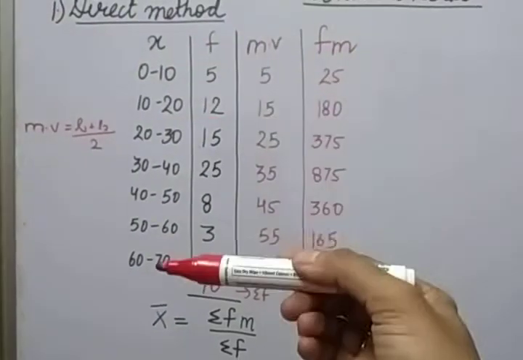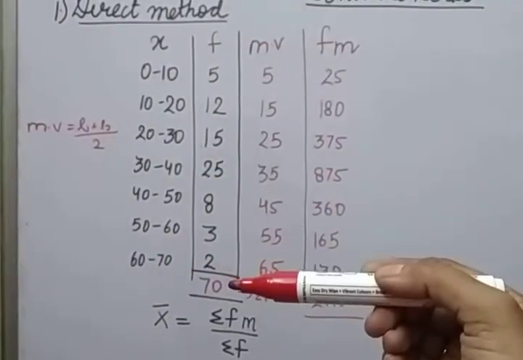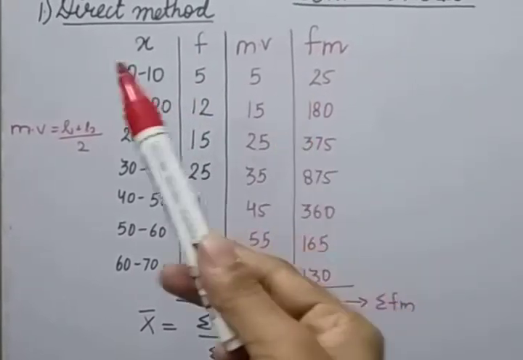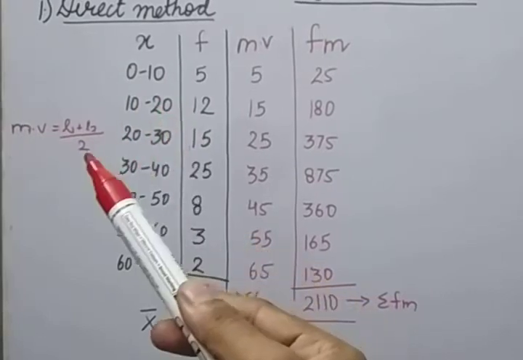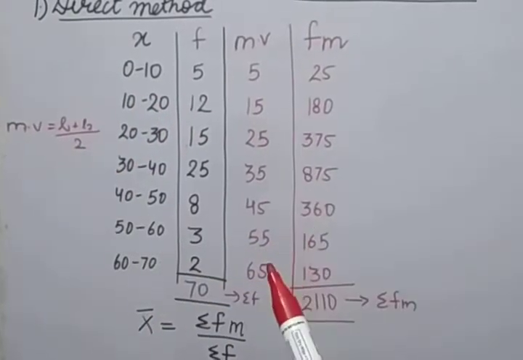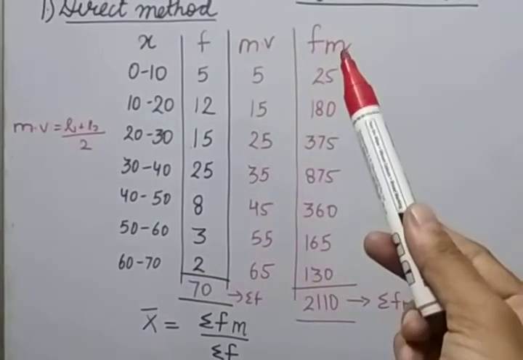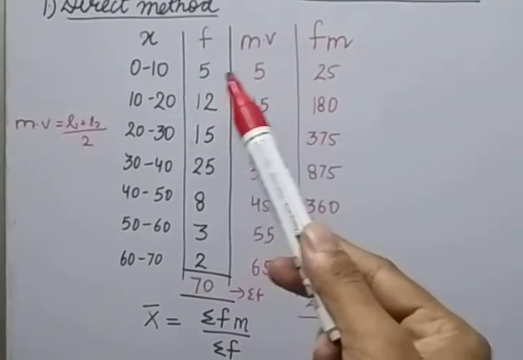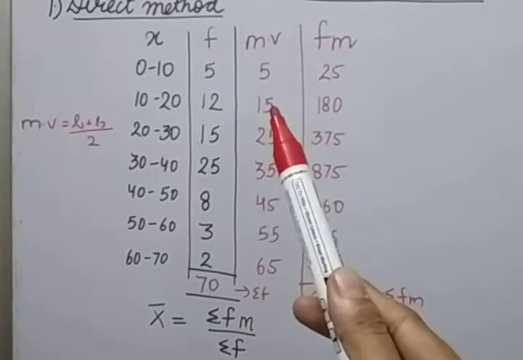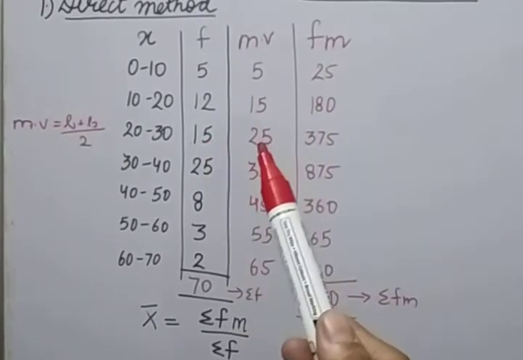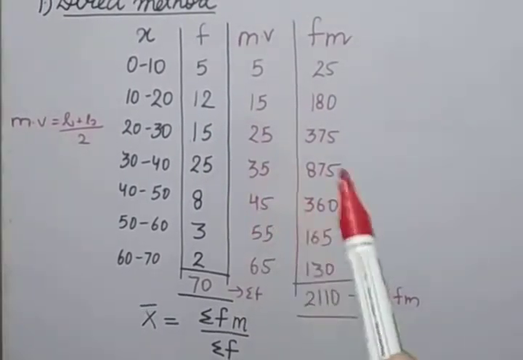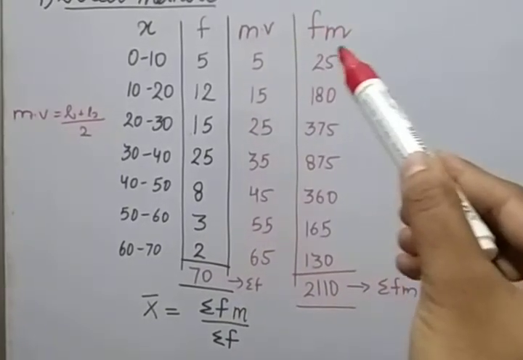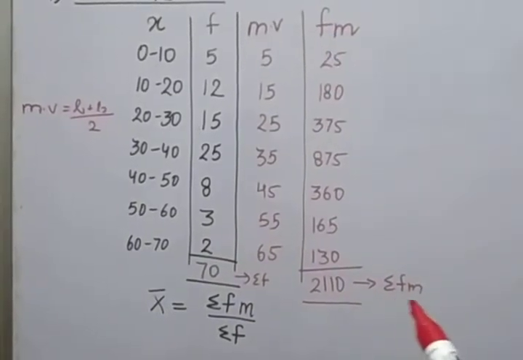That means x is given to you, and frequencies are given to us in the question. First of all we have to find the mid value, L1 plus L2 divided by 2. After that, instead of fx, f into m, f into mid value. 5 into 5, 25. 12 into 15, 180. 15 into 25, 375. In this way you have to multiply, and the total of fm is summation fm.